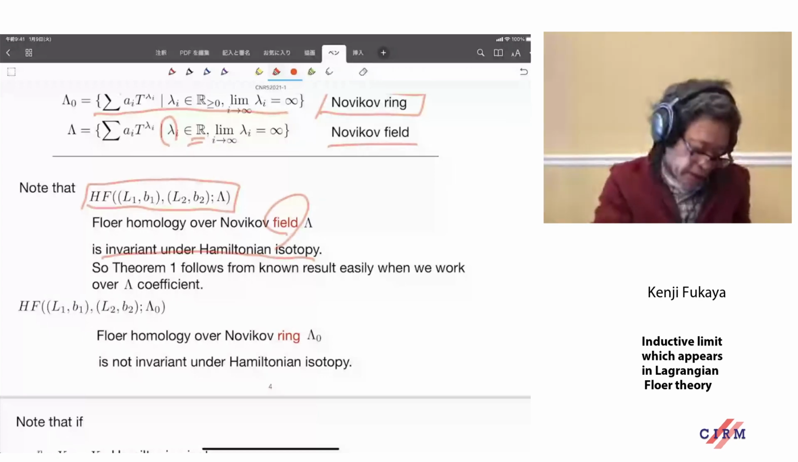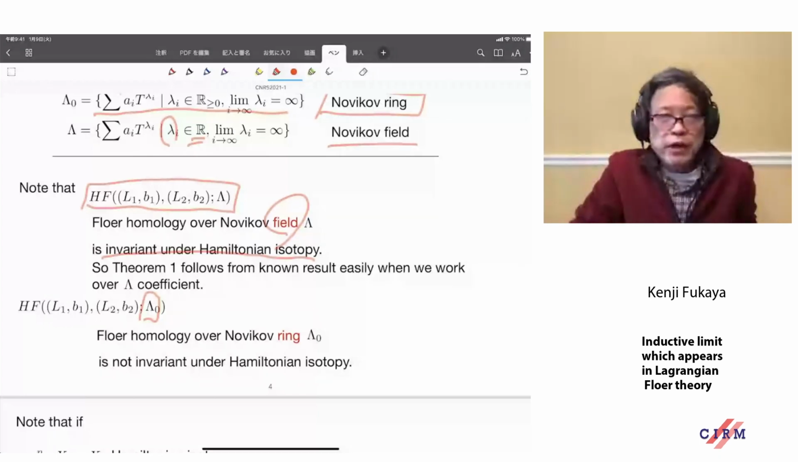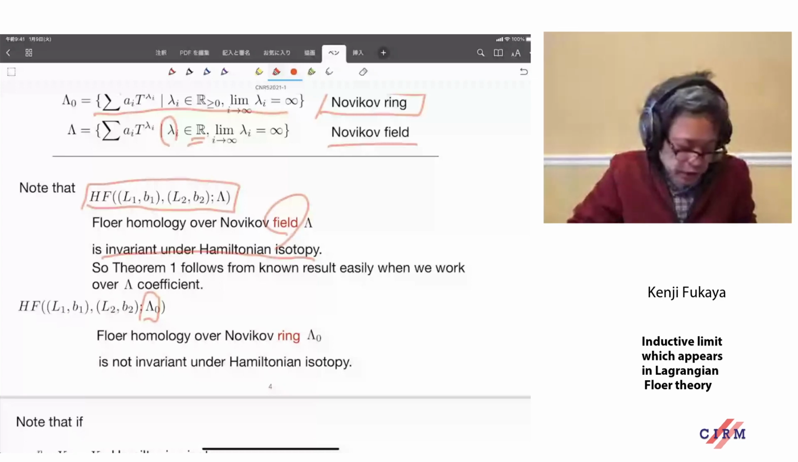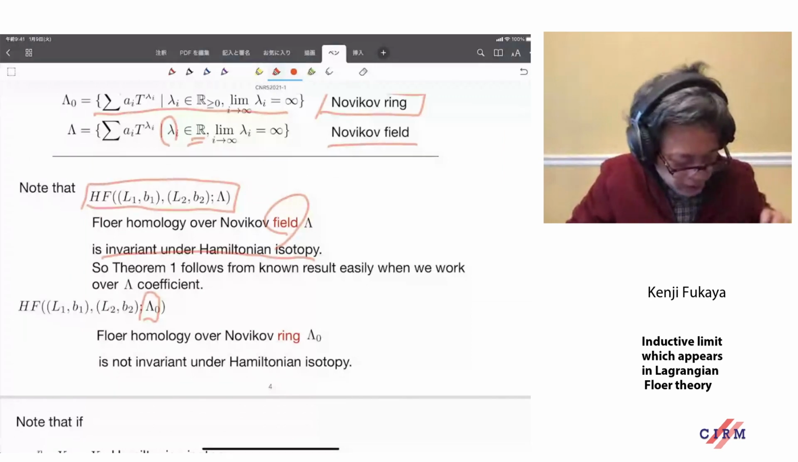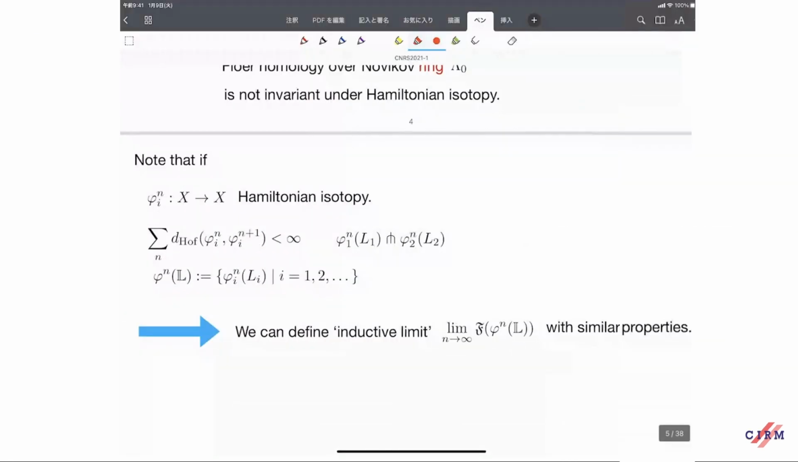But today, I insist on studying over the Novikov ring. And over the Novikov ring, Floer homology is not invariant under Hamiltonian isotopy. And there are a lot of interesting torsion structures that are our main interest. So in that sense, this theorem is new.